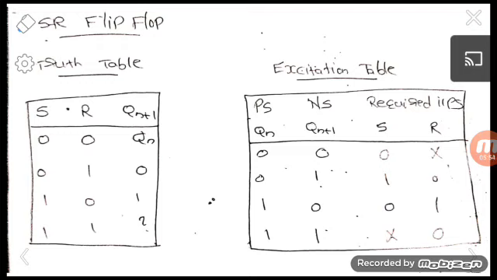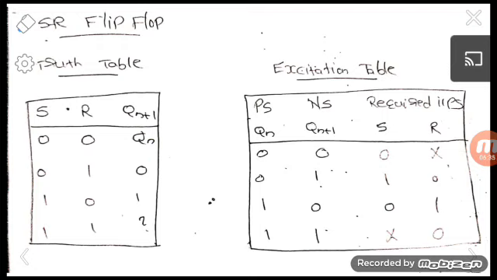Also for the next condition, we want to keep the output of the flip-flop at 1. That is, if the present state of the flip-flop is 1 and it has to remain 1, what are the possible inputs we need to apply at the terminals s and r? For this, we know the no change condition is s equal to 0 and r equal to 0, where the output will always be Qn, that is, whatever the previous condition, it will keep that state.